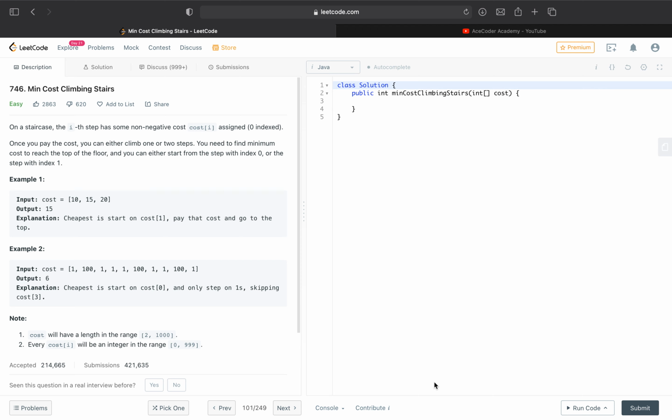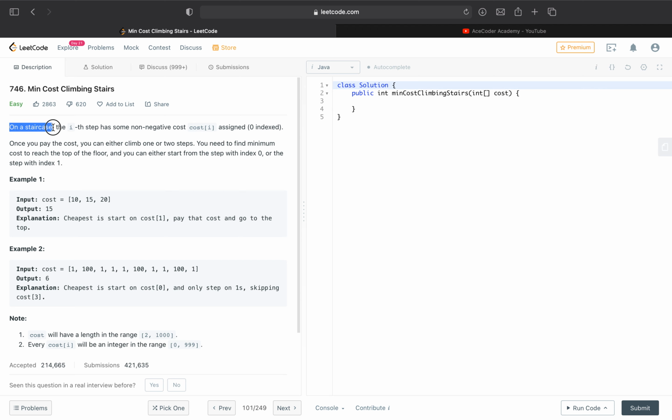Hi guys, today we will be discussing this problem from LeetCode, which is minimum cost climbing stairs. It is a very basic problem of dynamic programming. It helps us to understand dynamic programming in a much better way. So let's see this problem.